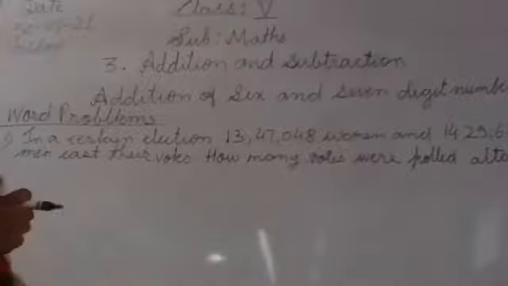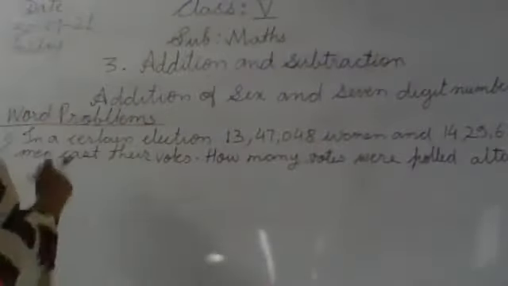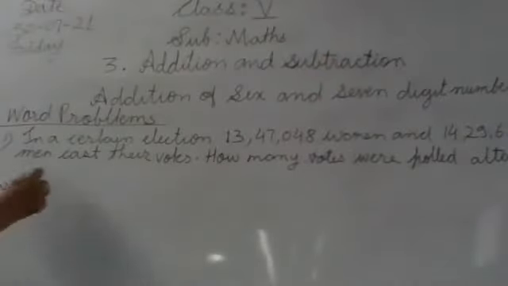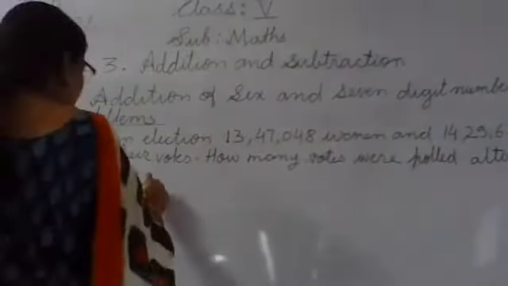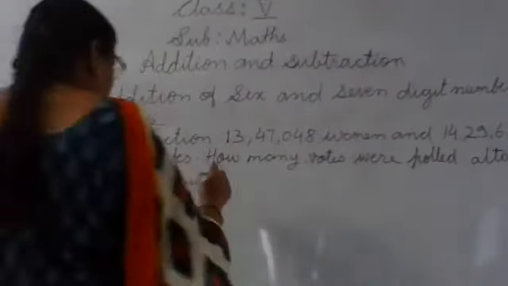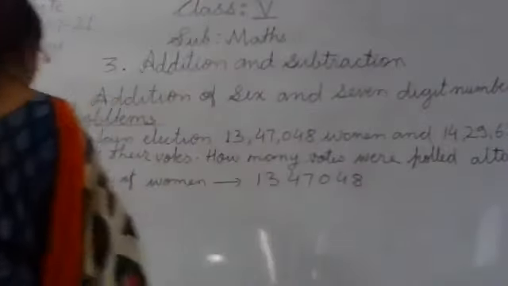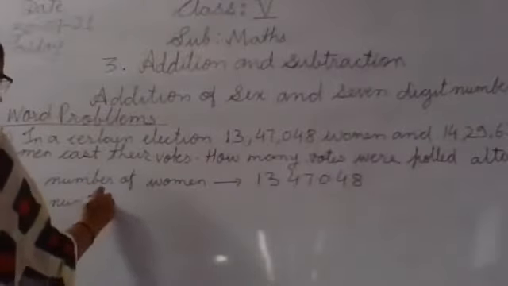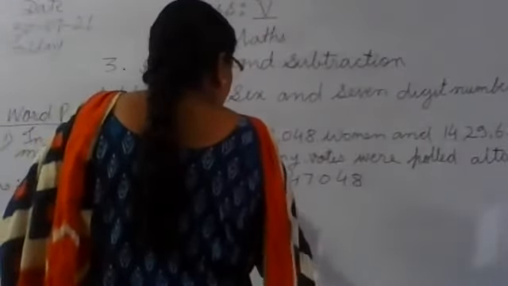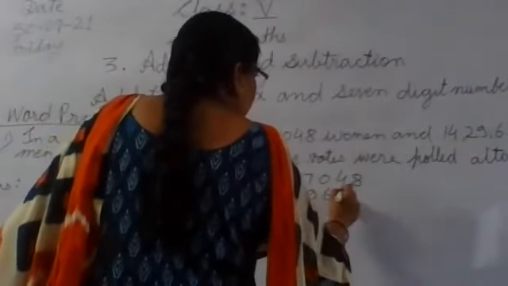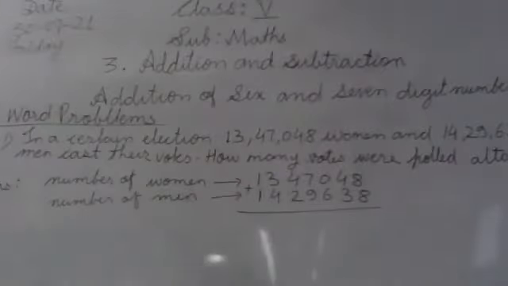So beta, it is a word problem. You must write the given statement. Okay. So how will you write this? Answer. Number of women: 13,47,048. And number of men: 14,29,638. Okay, so we will add here to find the total number of votes. So total.